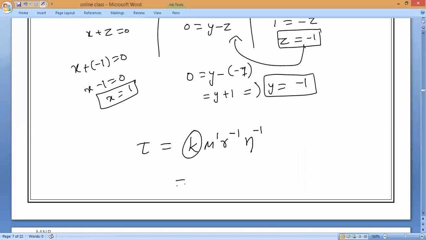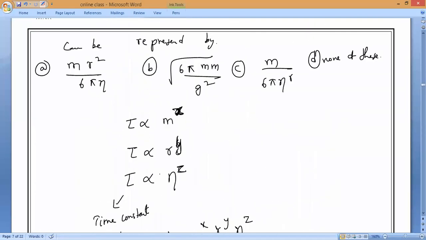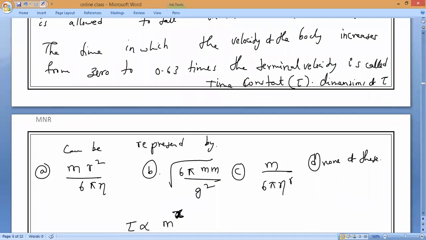Forget about the K value, just write the formula. Can I write m divided by r into eta? Is it right or wrong, guys? So a similar format we have to verify in the options: m divided by eta into r. Which option is verifying?